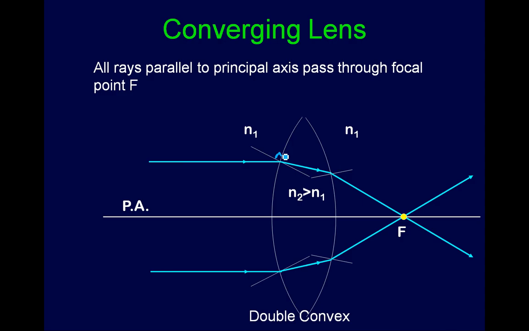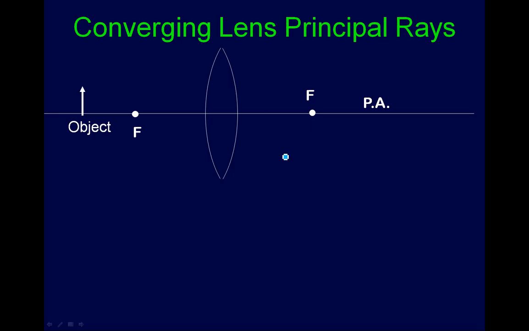And so we're going to find a lot of similarities between mirrors and lenses. Mostly similarities, a few differences, and so we'll try to highlight those. But if you are doing pretty well with mirrors, you should do pretty well, or at least pick this up pretty quick, I think. So let's look at the converging lens and the principal rays that we draw.